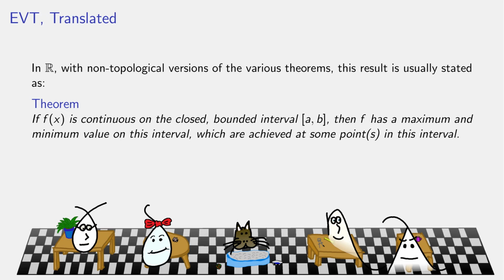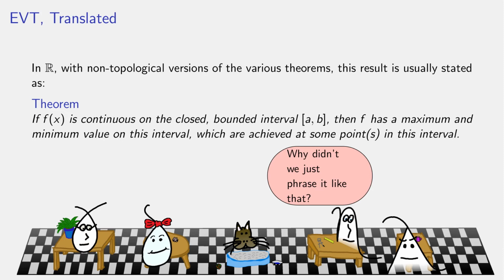As long as we're not focused on compactness in terms of topological definitions, however, we can restate the extreme value theorem in the following way. If f is continuous on the closed bounded set, which we might as well assume to be an interval from A to B, then f has a maximum and a minimum value, which are achieved at points in the interval. This is a typical way you'll see it phrased in books.